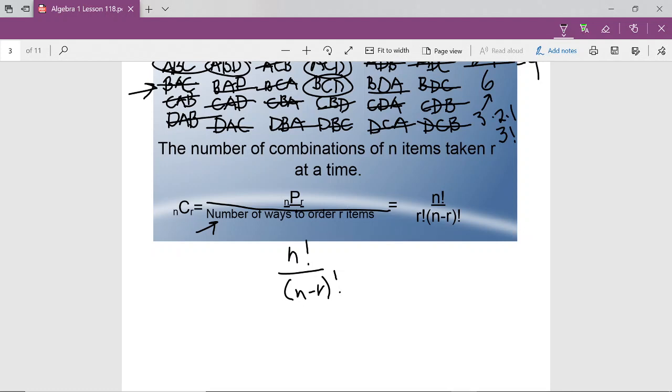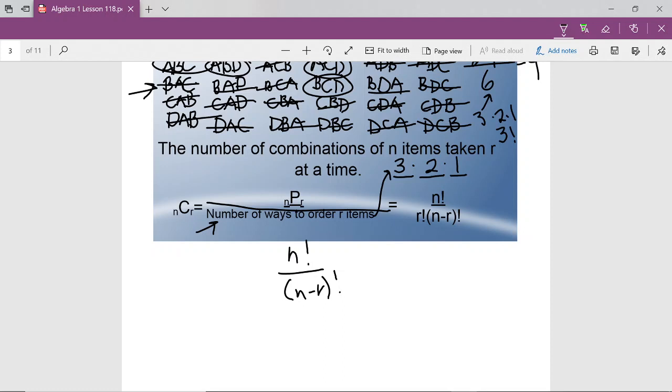Remember, I'm just going to say this again. If I want to know how many ways to order r items, if I have 3 items, basically I have 3 buckets. In the first bucket, I have 3 possibilities for the first one. Well, once I have something in that first bucket, I now only have 2 for the second one and only 1 left for that last bucket. So the number of ways to order r items is 3 factorial.